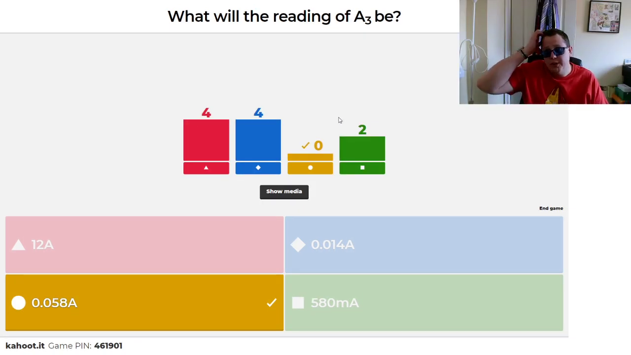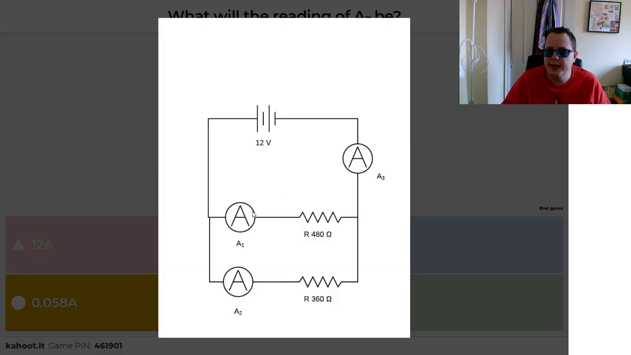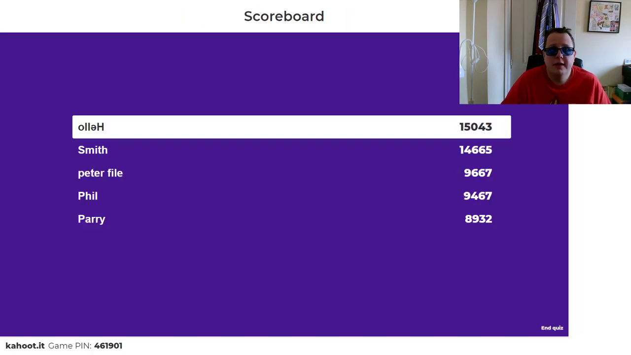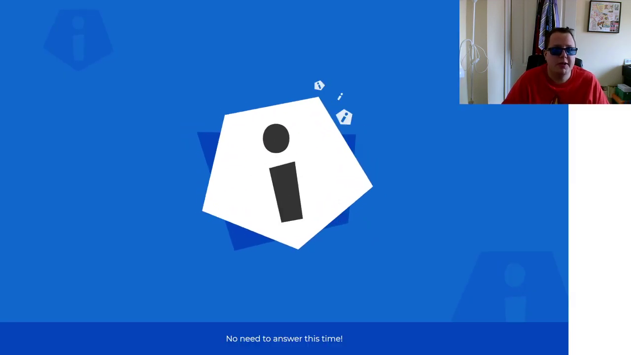So nobody got that one right. We had equal numbers going for these two, but nobody got it right. So if we look at the circuit, the reading of A3 is going to be whatever current is going through A1 and A2 added together. So you would just add the two answers we got before to get 0.058 amps. If you went for 580 milliamps, this would only be 58 milliamps, so a factor of 10 out there. Okay, so nothing done to the scores because nobody got it right.